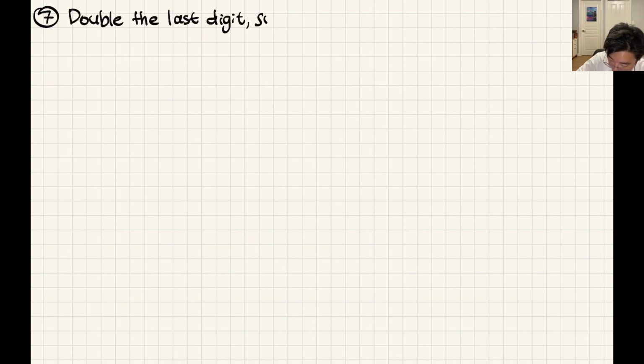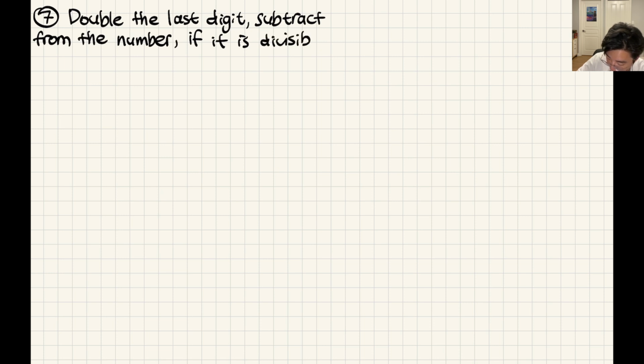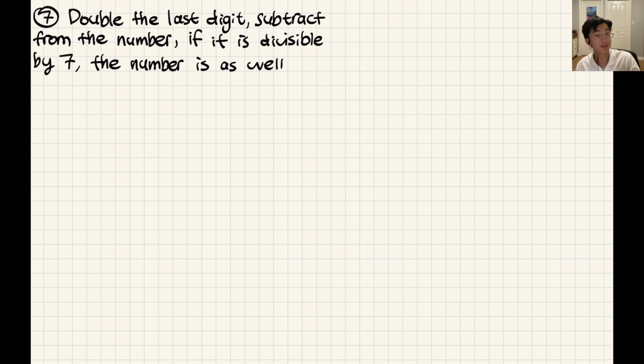Let's go to 7. So with 7, here's an interesting one. Right? So we double the last digit. We subtract it from the number. If that number is divisible by 7, the number is as well. Alright, so that probably sounds like gibberish, which is okay, right?